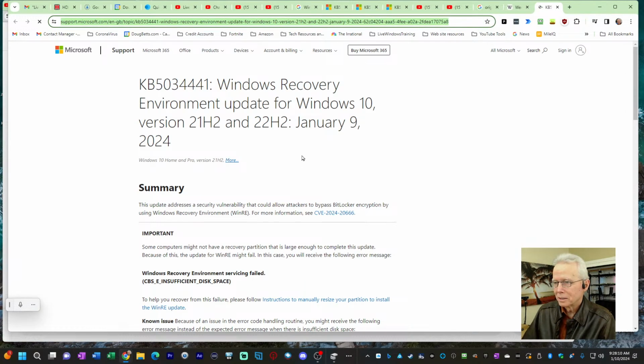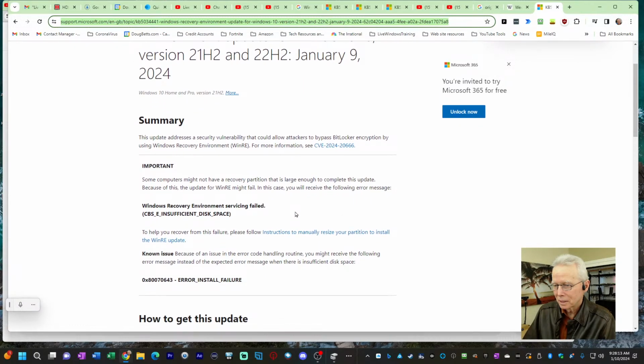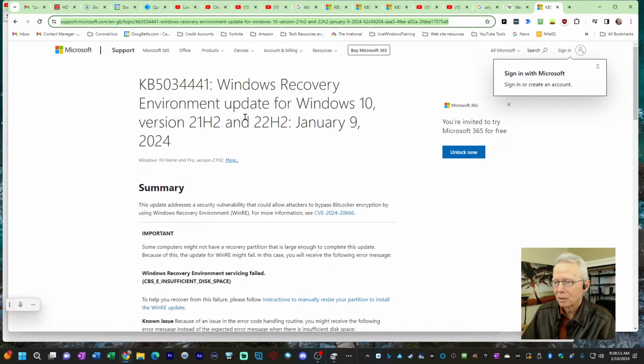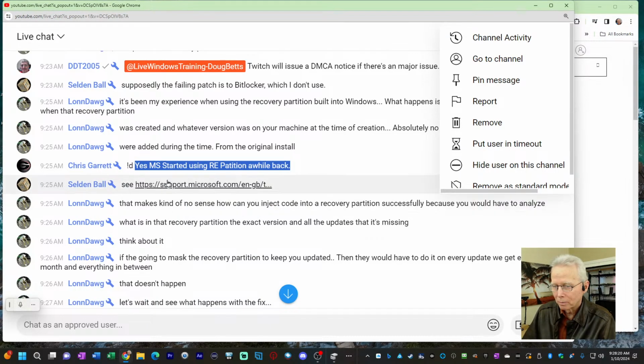Let's see, recovery environment. Is this the same one that we saw? Yeah, this is the same one we saw earlier. This is the same text message where he provided that earlier.